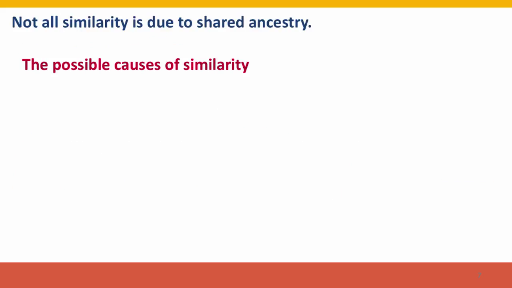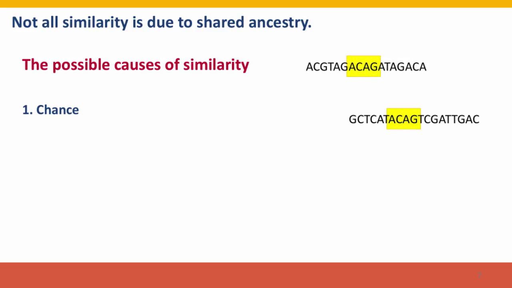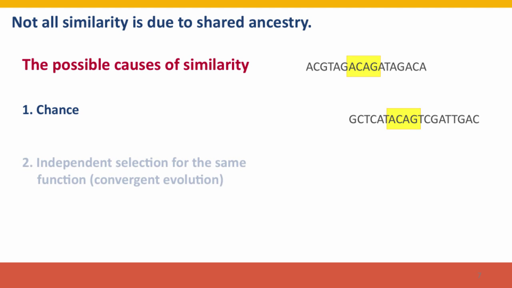Now, not all similarity is due to homology. That's part of why there's this confusion. Similarity can simply be due to chance. This is especially true for relatively simple features. For example, if we're comparing just short segments of two DNA sequences, we'll often find short strings of bases that are the same, simply by chance, with no evolution or ancestry involved.